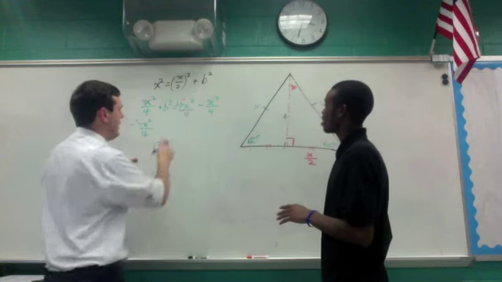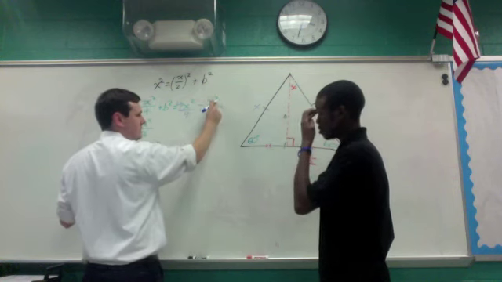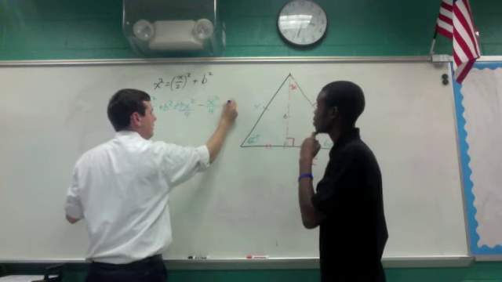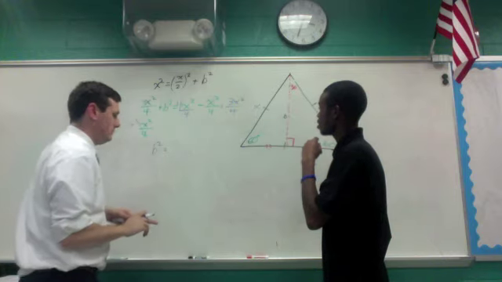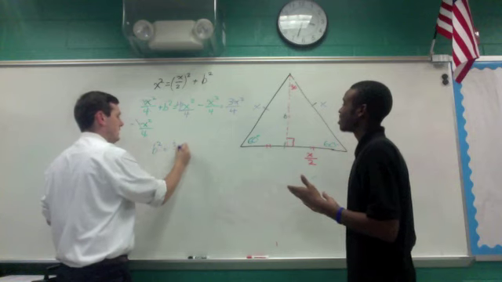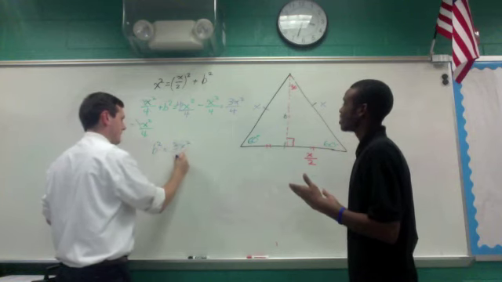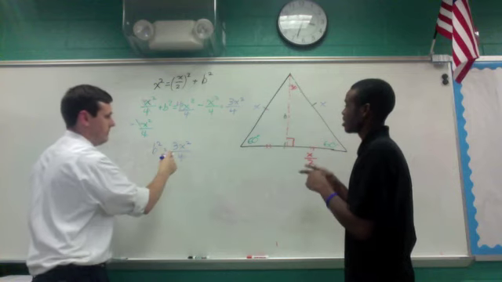Now I have 4x squared minus 1x squared, so there's 3x squared, and the common denominator stays. All right, that makes sense. So b squared equals 3x squared over 4. That just brought it down.